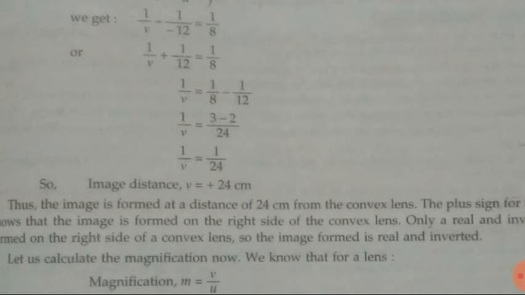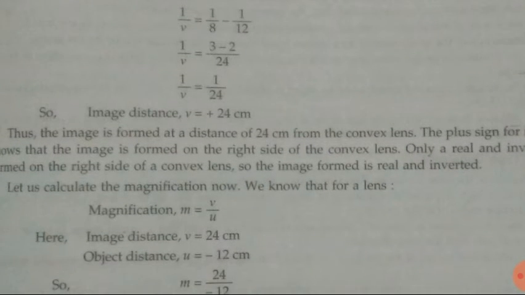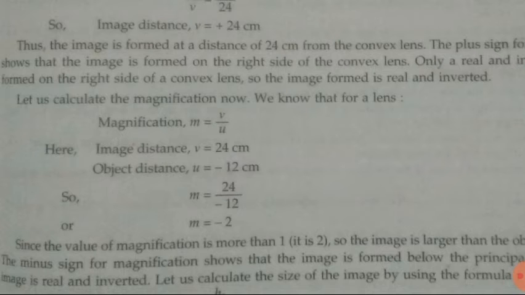Then we have the lens formula, 1 upon v minus 1 upon u equals 1 upon f. By putting the values of u and f and calculating further, we get v equals plus 24 centimeter. Thus the image is formed at a distance of 24 centimeter from the convex lens, and the plus sign denotes that the image is on the right side of the convex lens. That means a real and inverted image. So the position we have got, and the nature will be real and inverted.